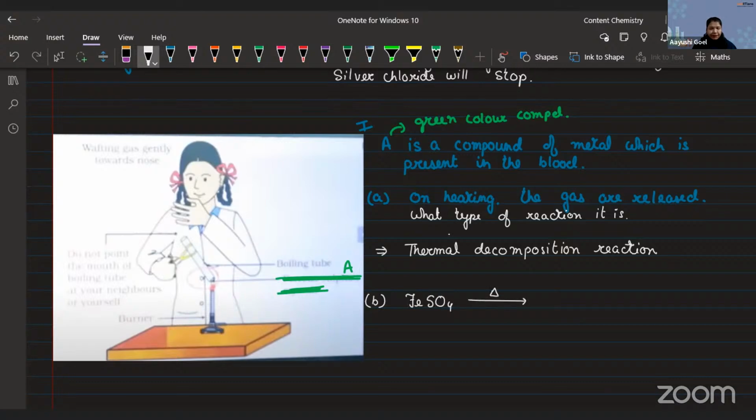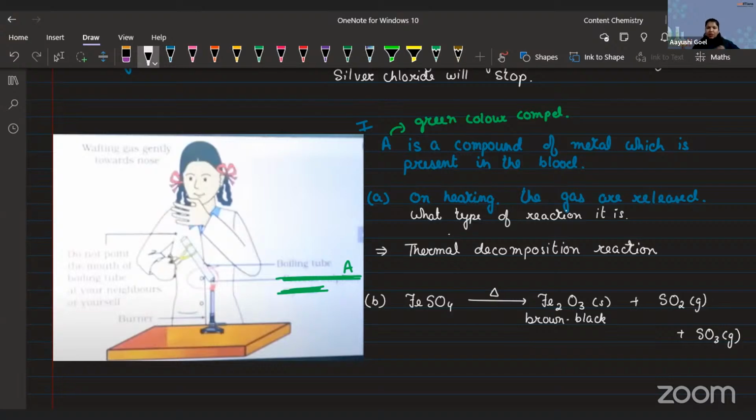If you heat them, then what will happen? If I heat the ferrous sulfate, I'll get first Fe2O3. That is my red brown or brown black, you can write, because that is given in the NCERT. So it will be a brown black solid which you are getting along with the gases. So what are the two gases which are coming out? The two gases which come out will be your SO2 gas plus SO3 gas.